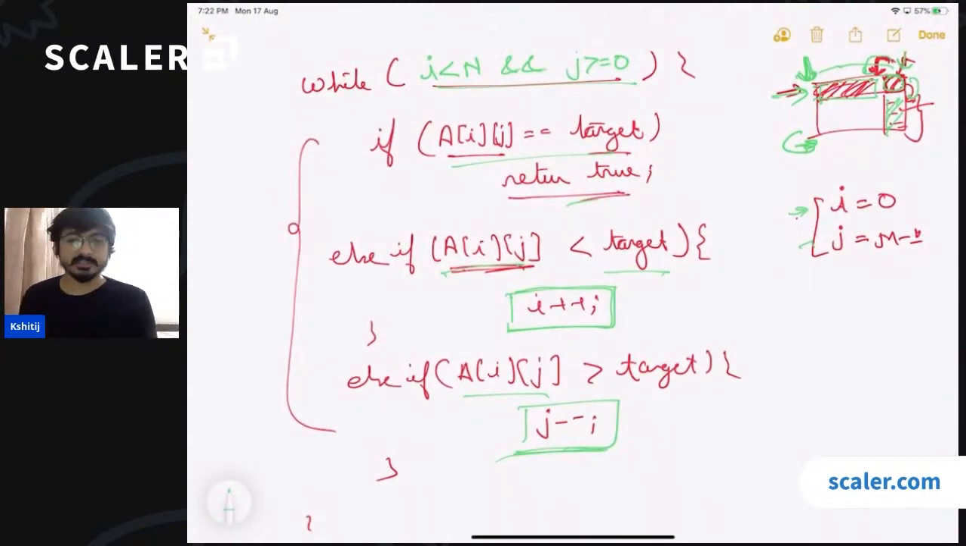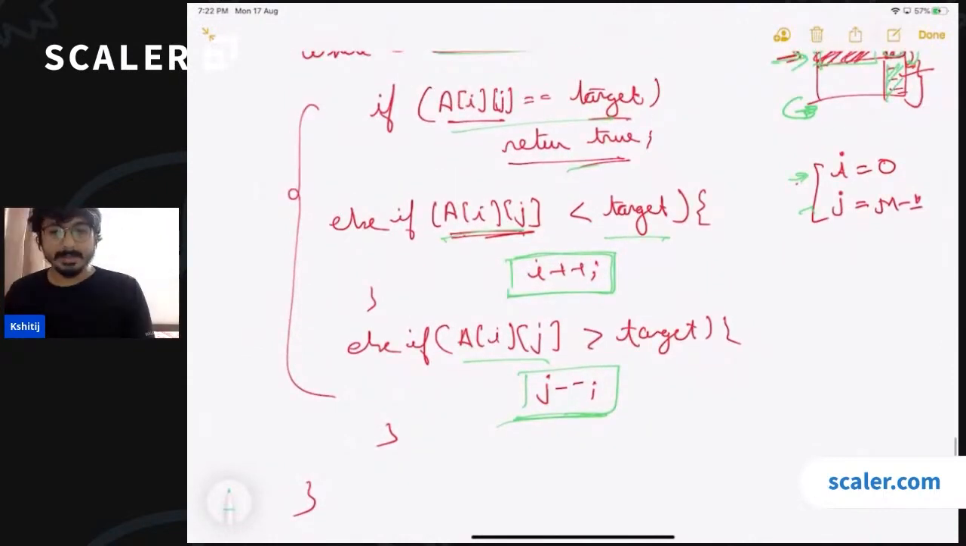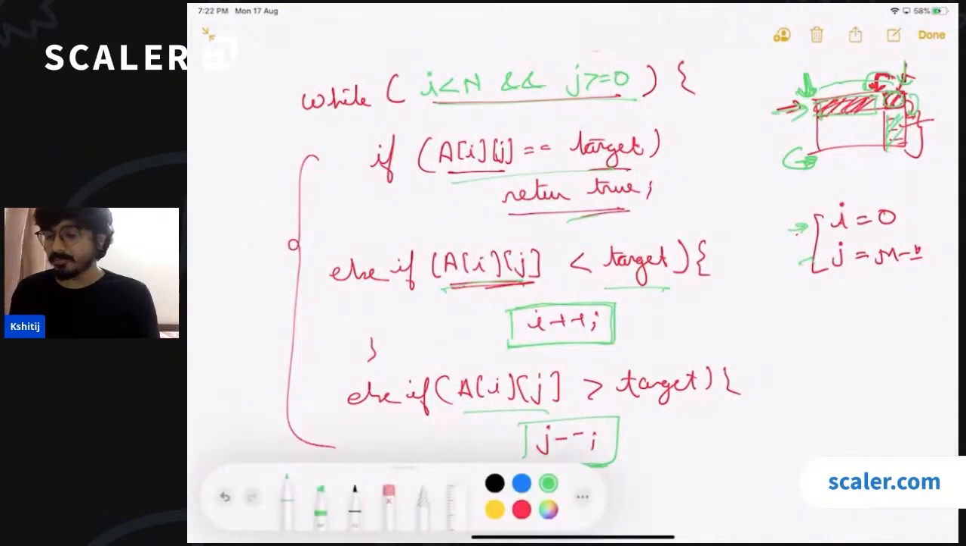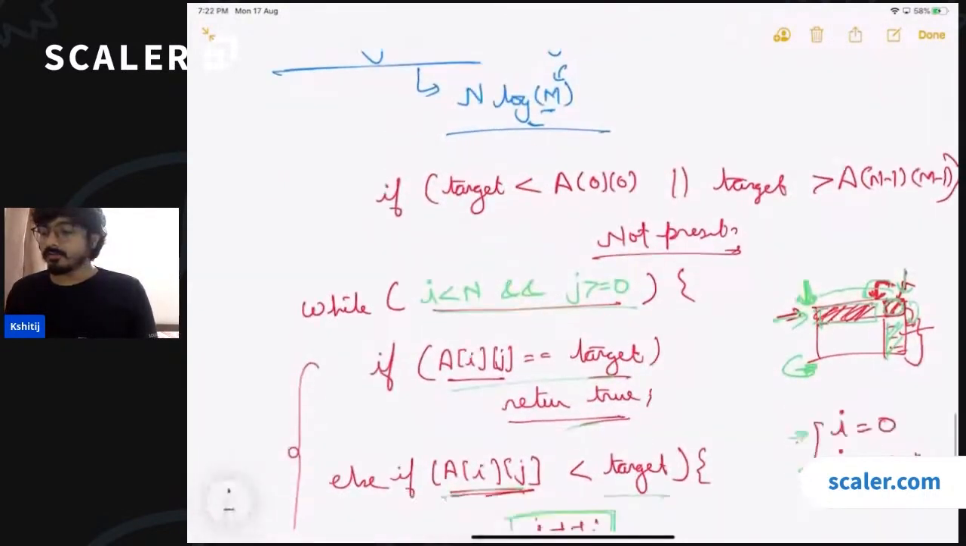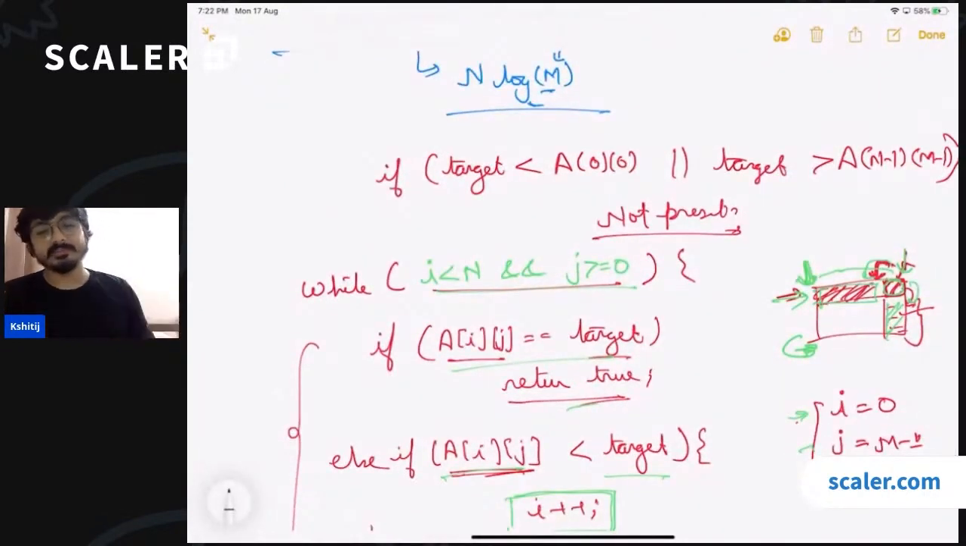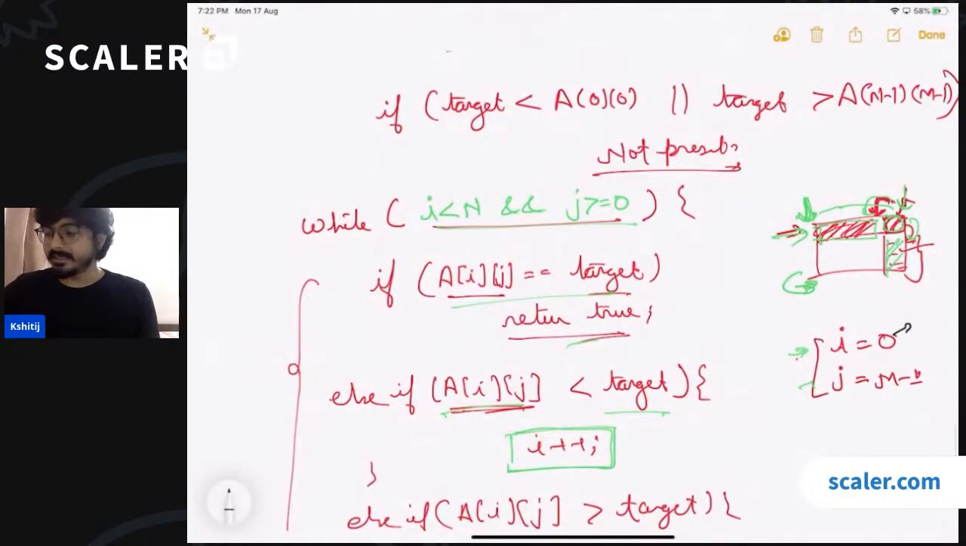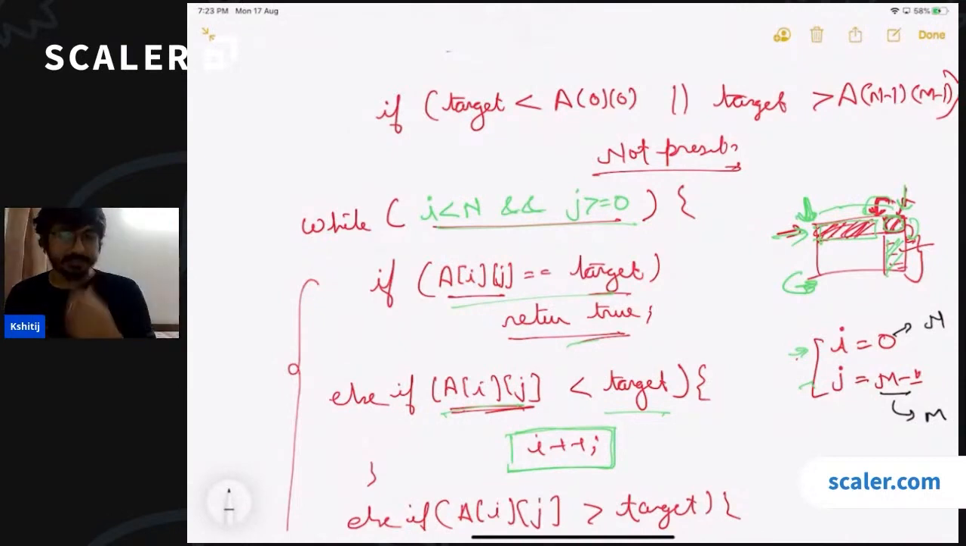What is the time complexity? Some of you are saying log of m into n. Is it log? What is the time complexity? To get to the time complexity, focus on what is the maximum number of steps that you are going to take. What is the maximum number of values that i and j can take? i is starting from 0, it can go till n. j is starting from m minus 1, it can go till 0. So what is the total number of combinations of these values that can be there?